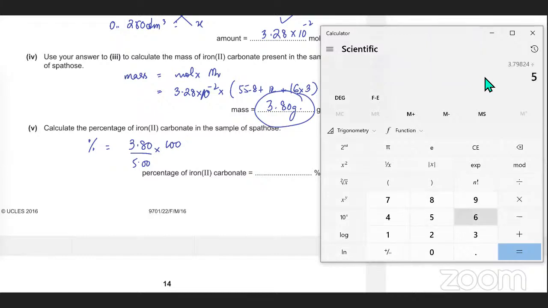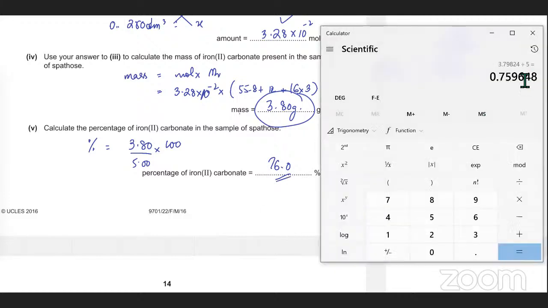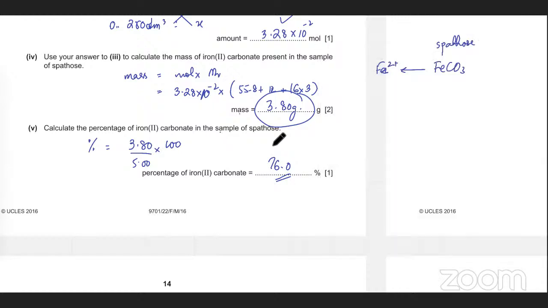So it's going to be divided by 5, and we're going to get 75 point something. It's going to become 76.0% anyways in this particular case. If I round off to 3 significant figures, I haven't multiplied this by 100 yet. There's a 6 after that, so it's going to round upwards. So it's going to become 76.0%, and that's going to be our answer in this case.